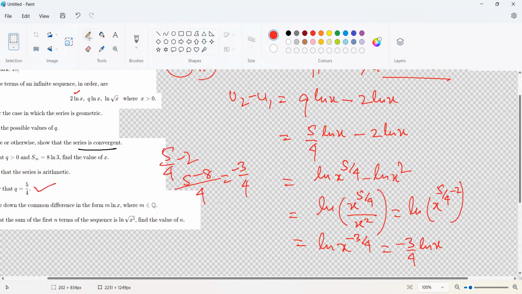It means that this m ln x, where m is some rational number. And what is the m? M is negative 3 upon 4. So this is that structure: m ln x, where m is negative 3 over 4.